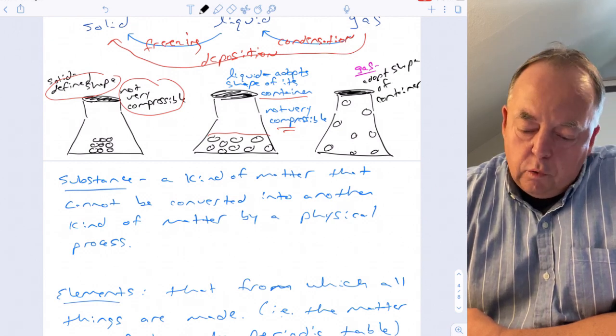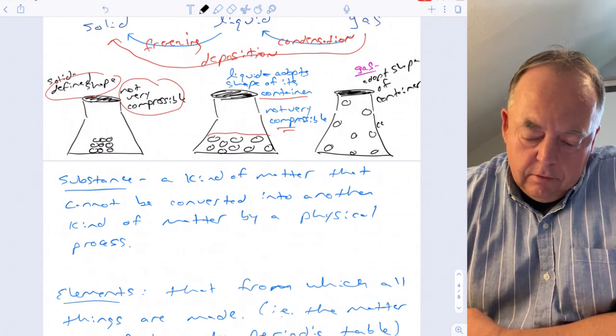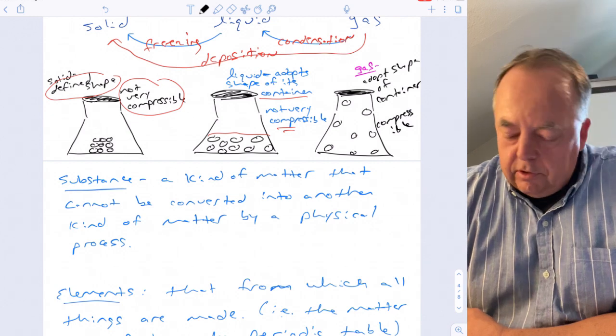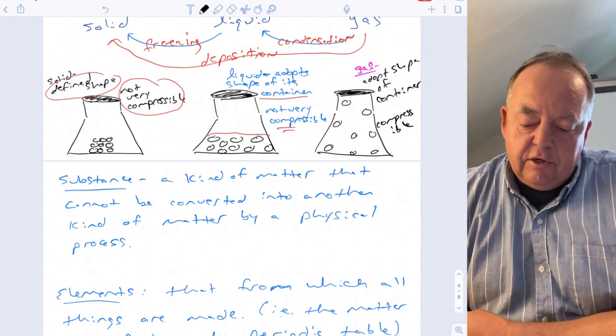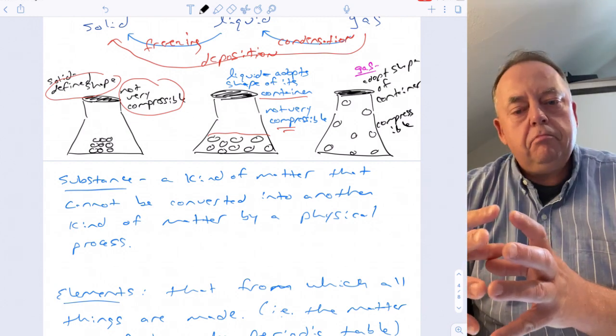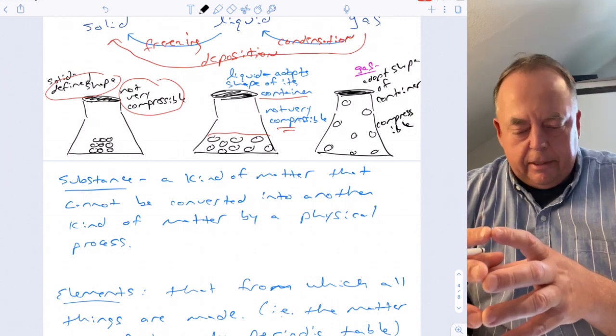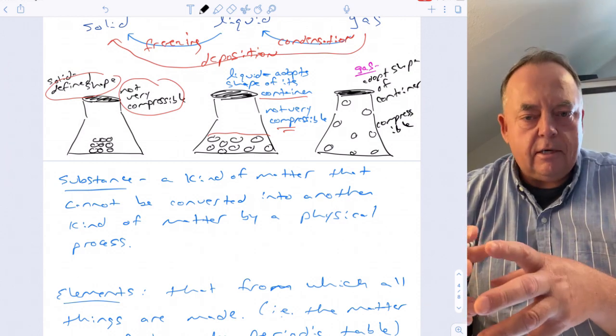But unlike liquids, gases are very compressible. So if you could take that container and compress it into a smaller volume, of course that would just make the pressure of the gas go up, but you could compress the gas.